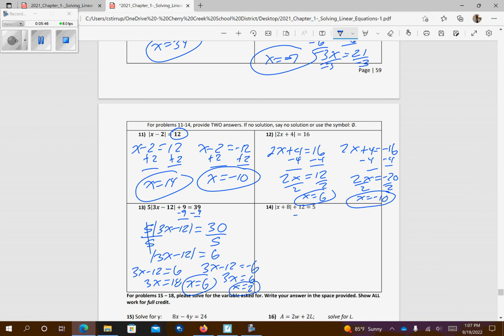Okay, problem number 14. Let's subtract 12 from both sides. So now we have an absolute value equals a negative answer. This can't work. If the absolute value sign's all by itself and it's equal to a negative answer, this is no solution.